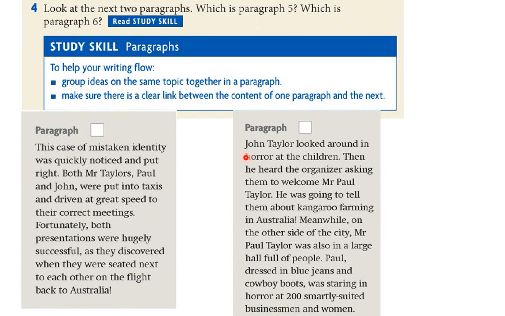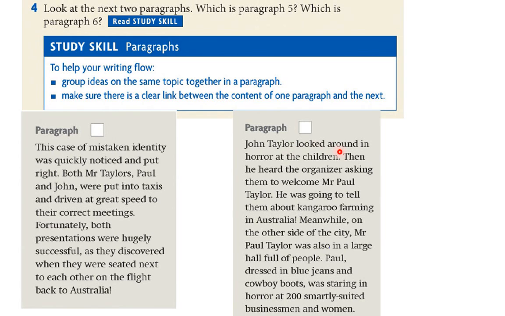So, this paragraph shows what happened in the room that was full of school children, because the end of paragraph 4 was about Mr. Tyler when he entered a room full of school children. So this is almost certainly paragraph 5 because it shows what happened.